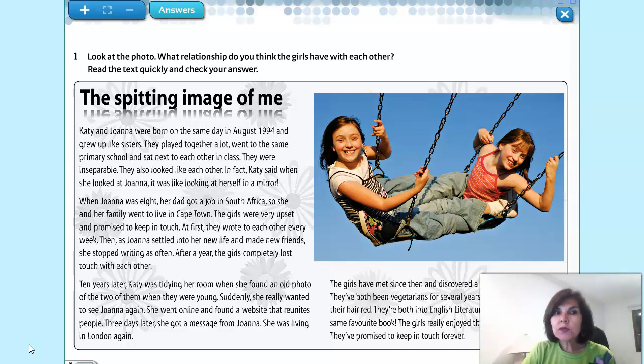What I need you to do is open your workbook on page 76. Let's start with exercise 1. Look at the photo and see what relationship you think the girls have with each other. Read the text quickly and check your answer.